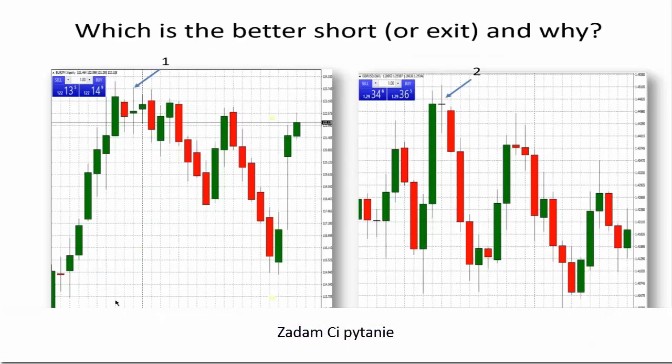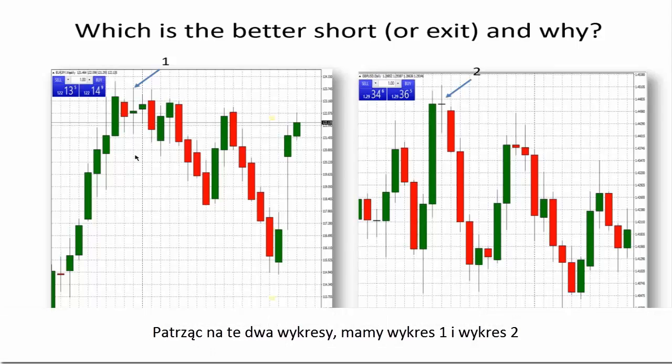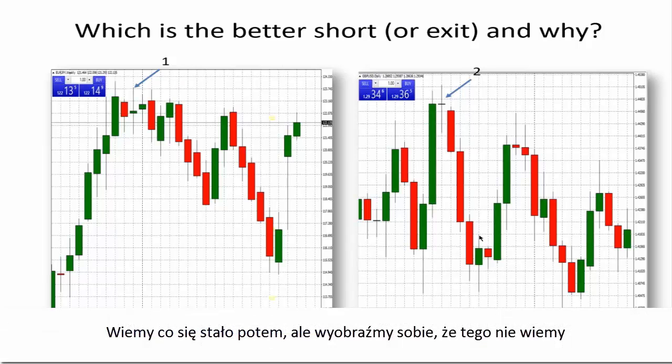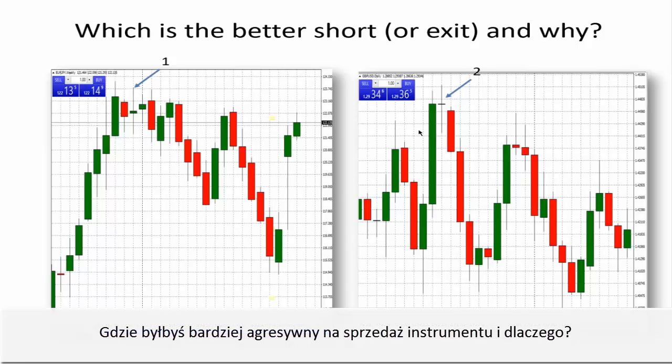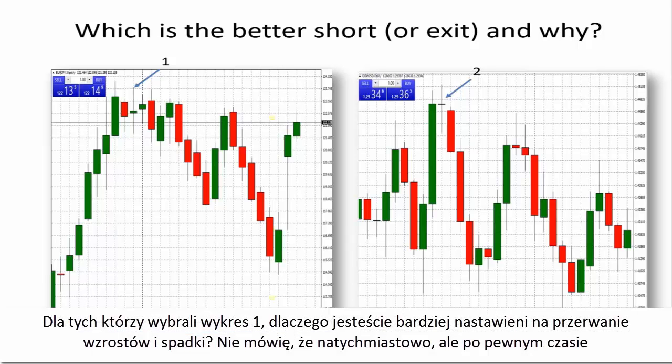Okay, let me ask you, based on these two charts here, we'll call this chart 1 and chart 2, which doji would you say is more likely to have the market reverse? I mean, we know what happened after, but let's imagine we did not know what happened after this or after this. Where would you be more aggressive, let's say, on a bearish trade, and why? For those of you who said 1, why would you be more confident that the market's going to reverse? Now, when I say reverse, it doesn't mean immediately. It just means it's going to go down at some point.